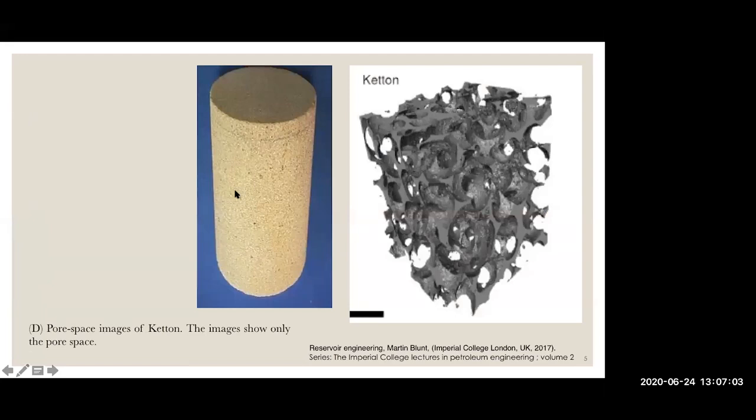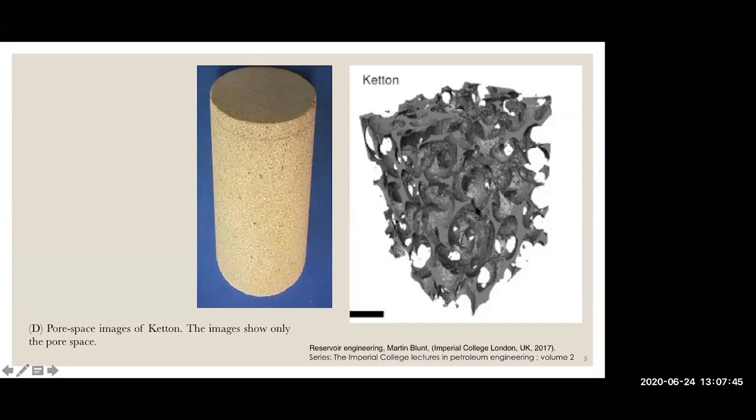It was done by a group at Imperial College, where my supervisor is Martin Blunt. This was Ketton carbonate photographed using micro-CT scanning. This is the core plug, but it is a tiny core plug: the diameter is 0.5 centimeter and the length is 2 or 3 centimeters. They filled it with brine so all the pore volume was filled, then they ran the micro-CT scan and removed all the grain. So what you see in the right side photo is the pore volume connected together, how the pores are connected to each other.